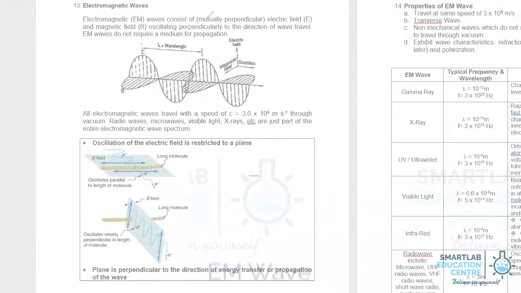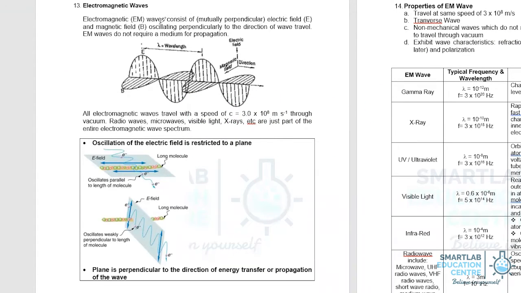We'll now take a look at electromagnetic waves. Electromagnetic waves consist of mutually perpendicular electric field and magnetic field oscillating perpendicular to the direction of travel of the wave. And more importantly, an electromagnetic wave does not require a medium for propagation, unlike in the case of sound waves.